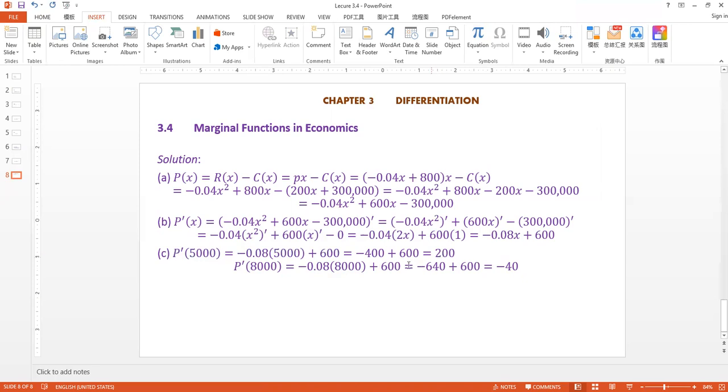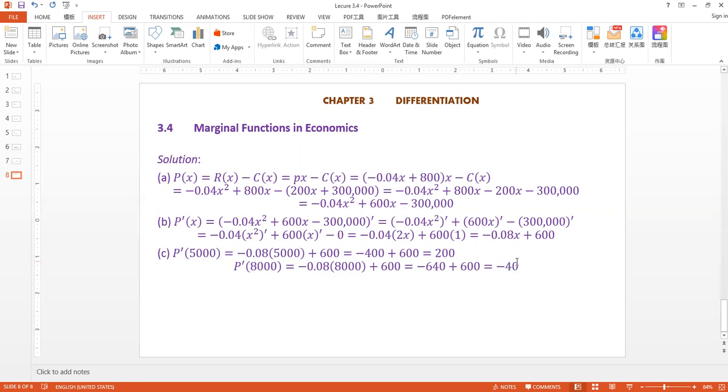So you can see, the marginal profit is positive when x equal to 5,000. When the sale is 5,000 units, you still make some profit. It's positive, 200 per speaker. But when you sell more, as the sales reach 8,000 units for the whole year, then the marginal profit becomes negative. So you don't make any money. You lose $40 for each speaker.